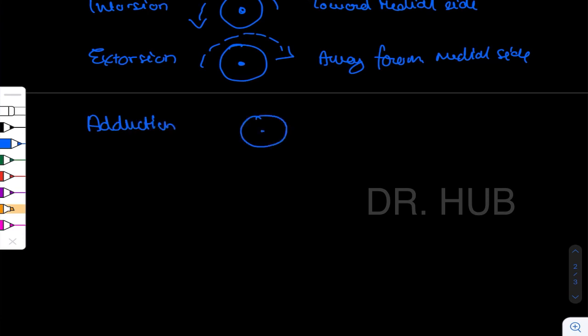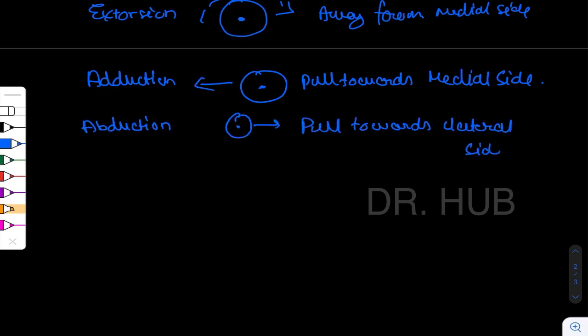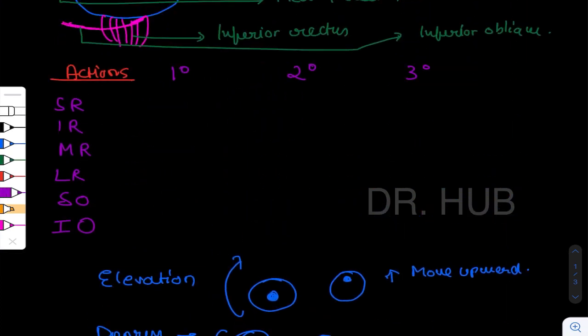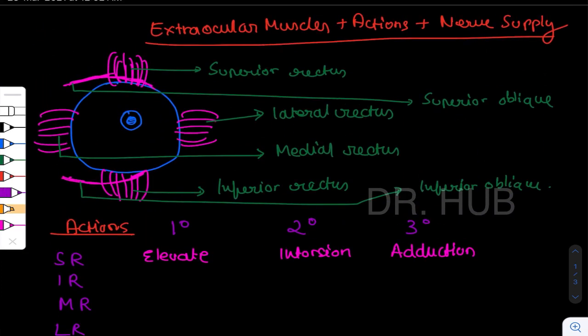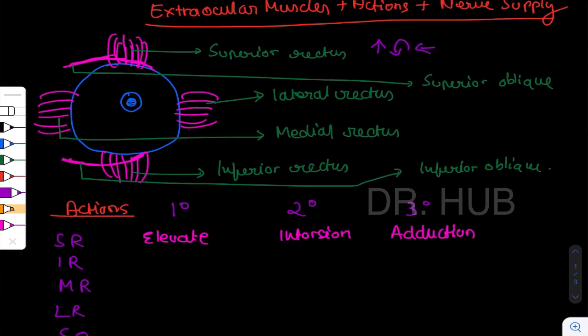Next we have the adduction, which basically means pull towards the medial side, and then we have the abduction, which is the pull towards the lateral side. Now to quickly write it down, the superior rectus, the main function is elevation. Next we have intorsion and then adduction. To make it easier, I'll draw a few symbols so that it's easier to understand.